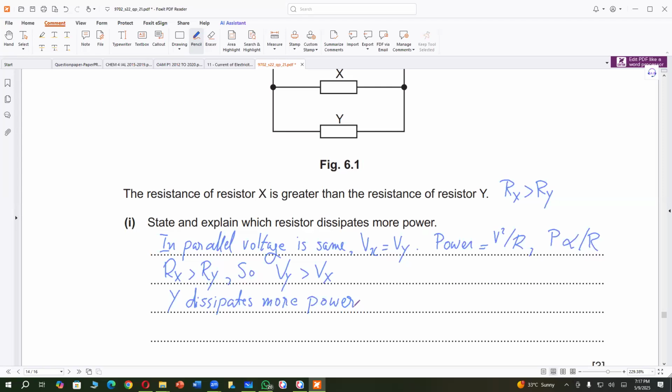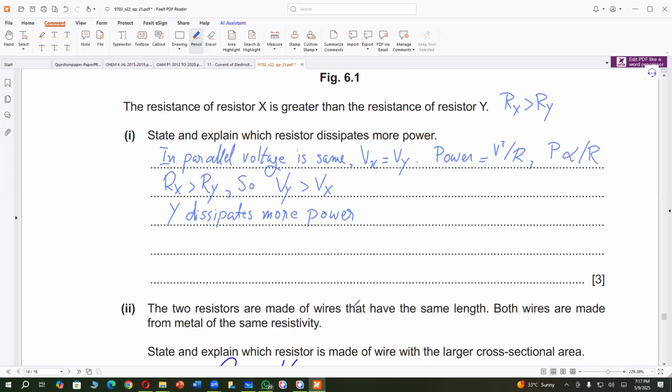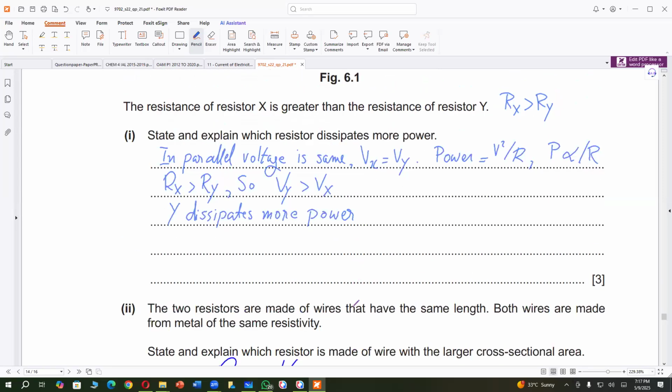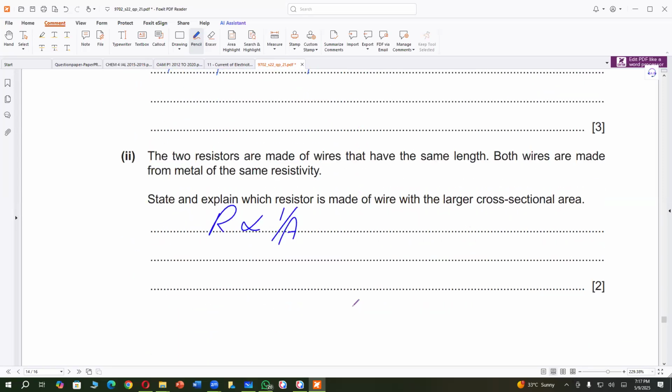I can explain why Vy is greater than Vx. It's a difference of resistance. If the resistance is higher, the power dissipation will be less.